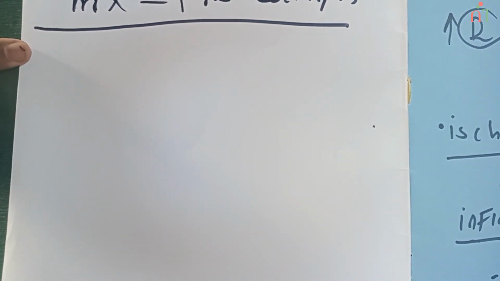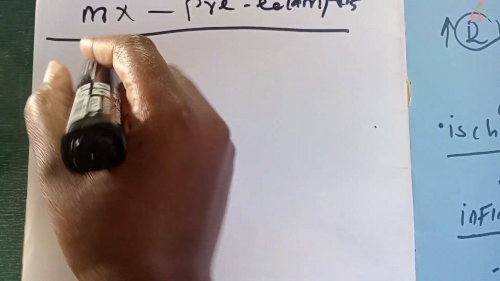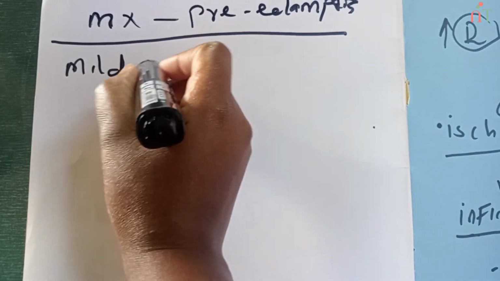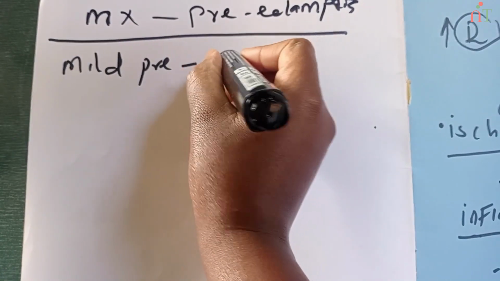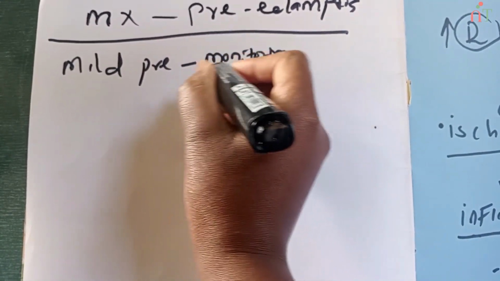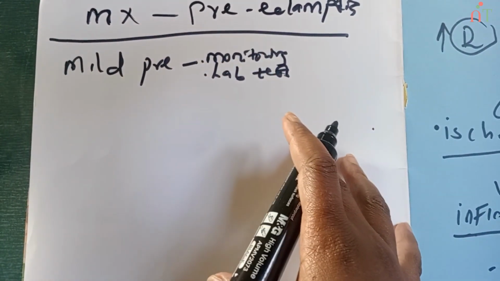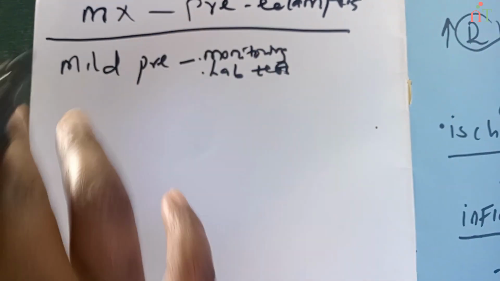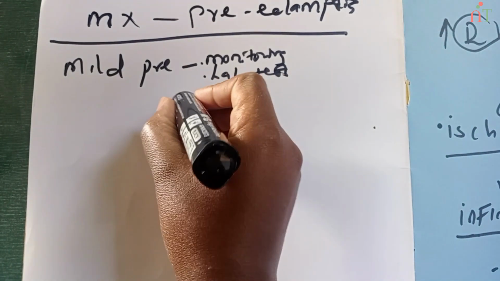So let us talk about management of preeclampsia, and we're going to start with mild. If this mom has mild preeclampsia, how do you manage this? Number one thing that you're supposed to do is, of course, monitoring of blood pressure and of the lab tests that we've talked about. It is very important to do periodic assessments of kidney and liver function, platelet counts, and urine protein levels.